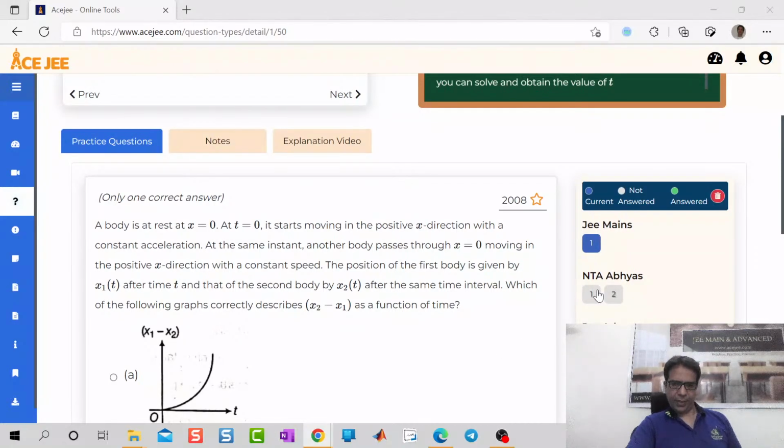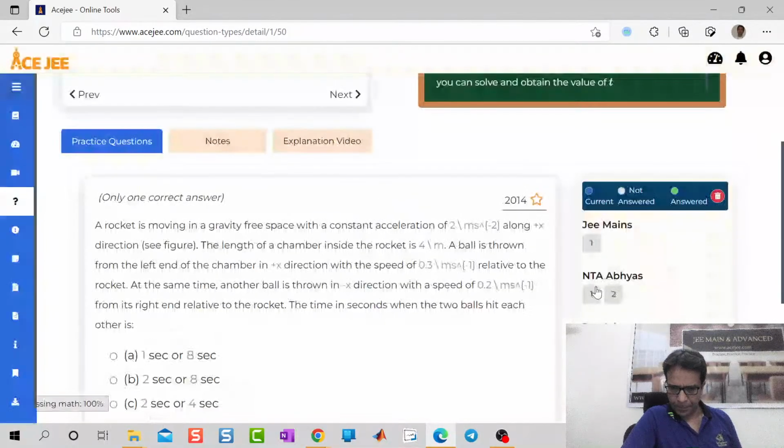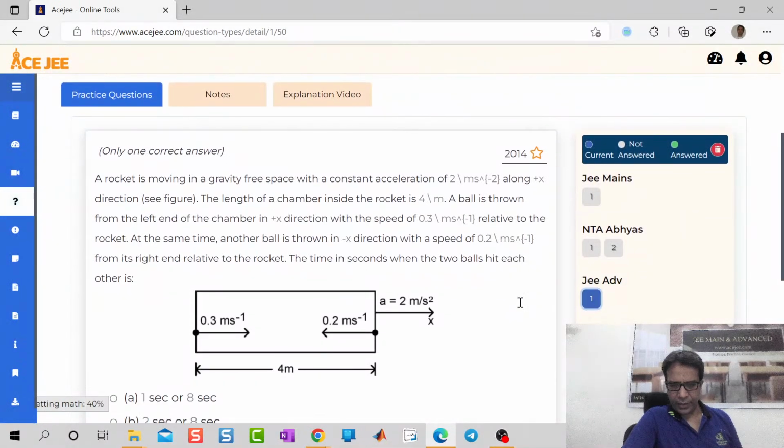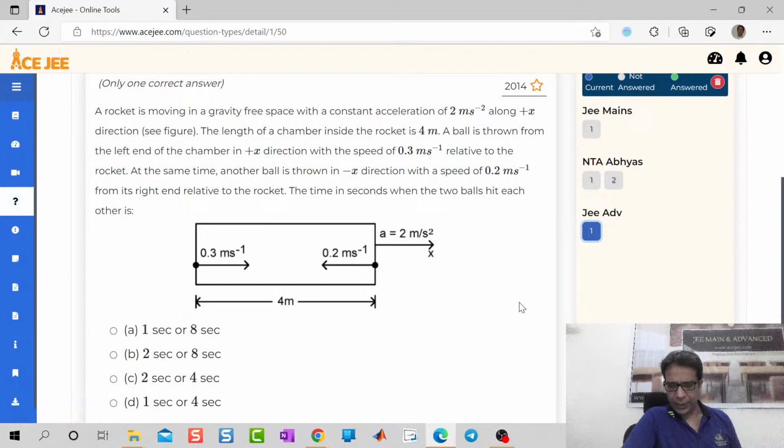Let's look at the NTA Abhyas or maybe JEE Advanced question. See what we have here. Okay, so there was a 2014 question. Interesting question. Let's give it a try.